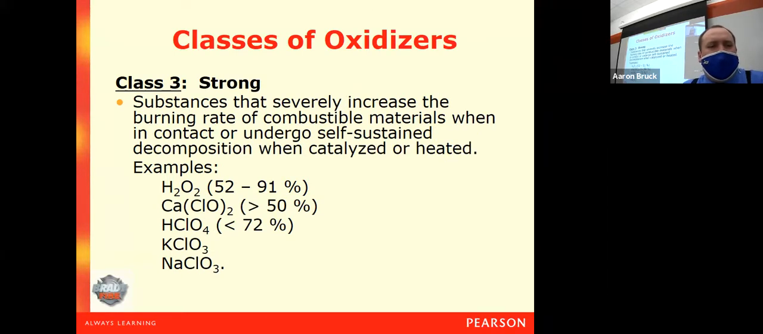Your strong oxidizers, class 3, these are substances that will severely increase the burning rate for combustible materials. You can also find among these things that will undergo self-sustained decomposition reactions when they are catalyzed or when they are heated.